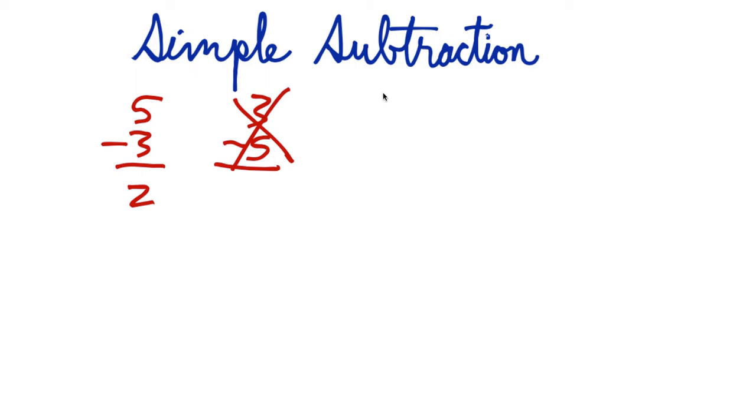So another example of simple would be 4 minus 2, that's 2. But 2 minus 4, not simple. So when we're talking about simple subtraction, it means the larger number is up top, smaller numbers on the bottom.